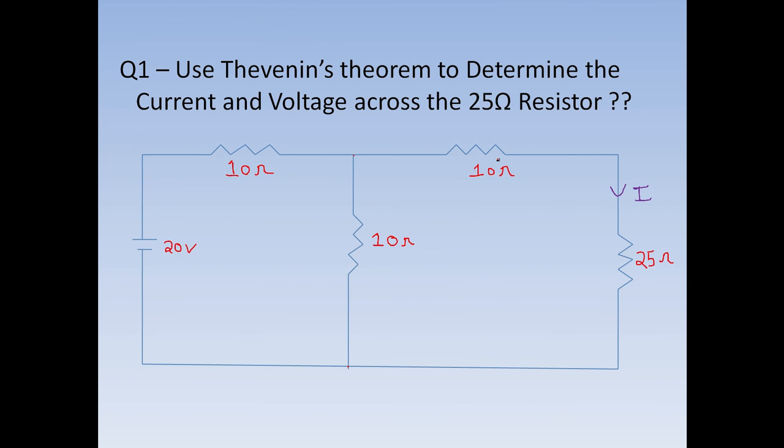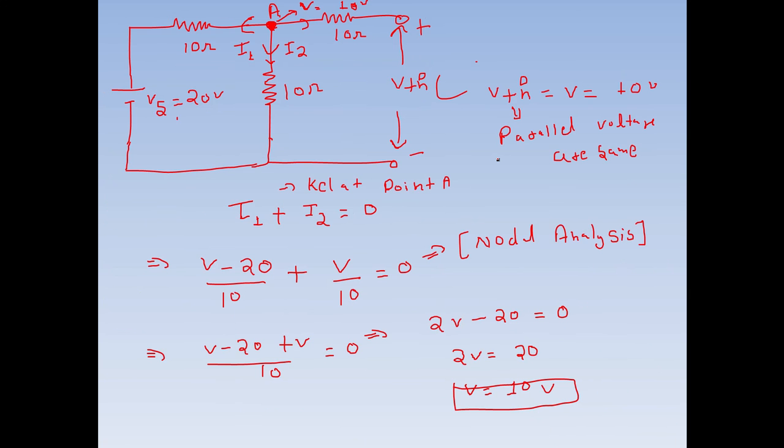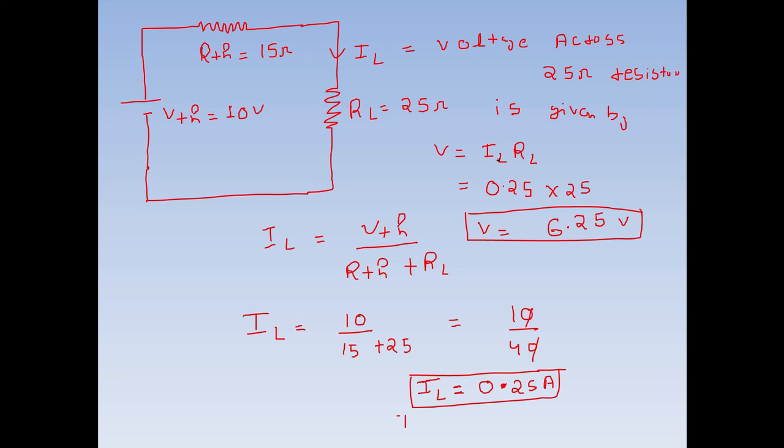If you look at the problem, we have to find the current and voltage across the 25 ohm resistor. So the current across the 25 ohm resistor is 0.25 ampere, and the voltage across the 25 ohm resistor is 6.25 volt. So this is the appropriate way for finding the voltage using Thevenin theorem. I hope you understand it clearly.